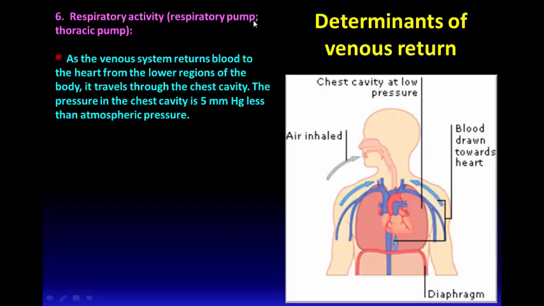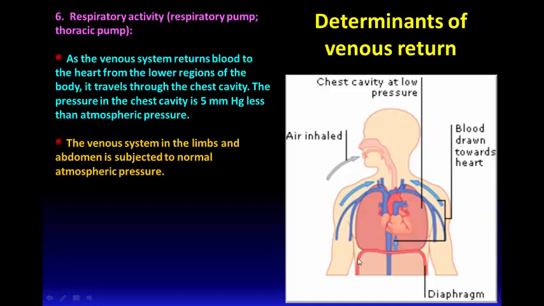The other factor which determines the venous return is the respiratory activity, which is physiologically known as the respiratory pump or the thoracic pump. As the venous system returns blood to the heart from the lower regions of the body, the blood travels through the chest cavity. The pressure in the chest cavity, the intrathoracic pressure, is approximately 5 millimeters of mercury less than the atmospheric pressure.